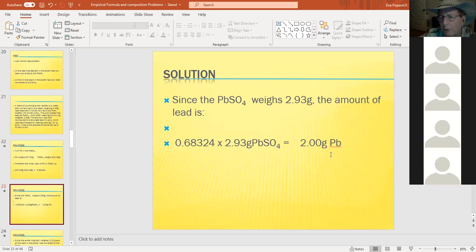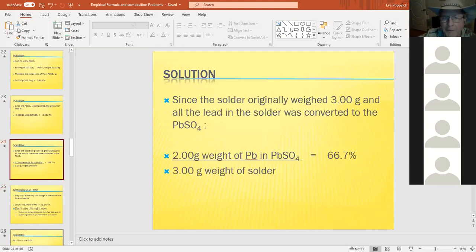The solder weighed 3 grams. So I divide the 2 by 3, and I get 66.67% lead. Okay? Now, do we know how much tin is there?